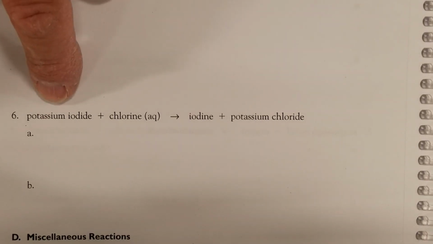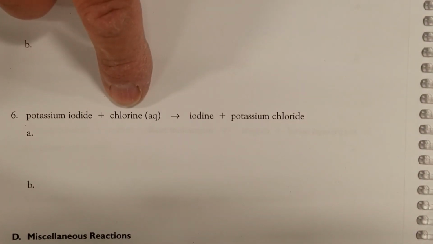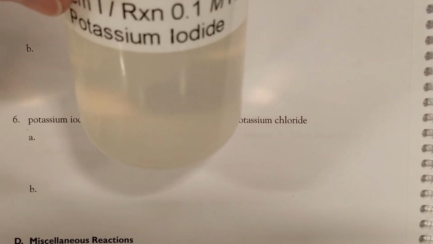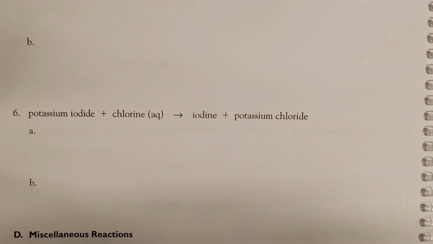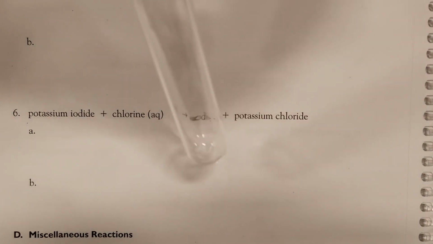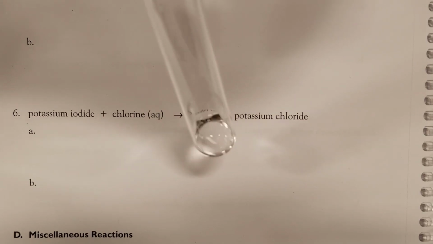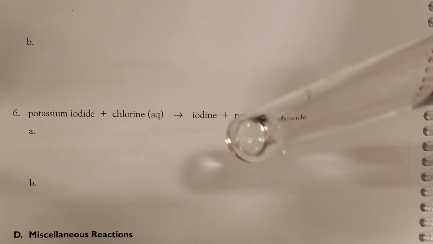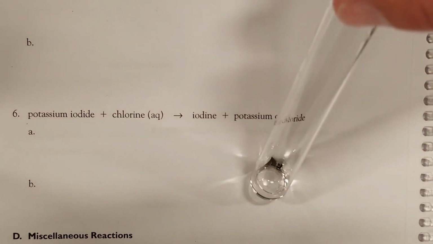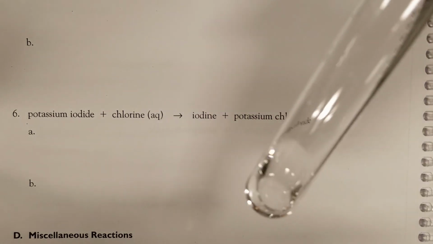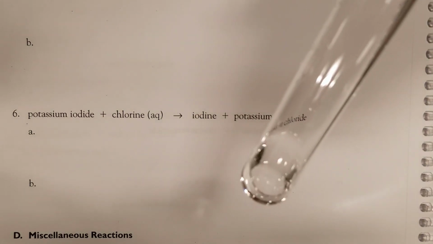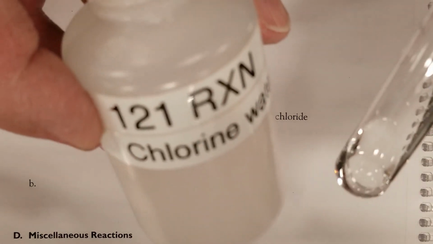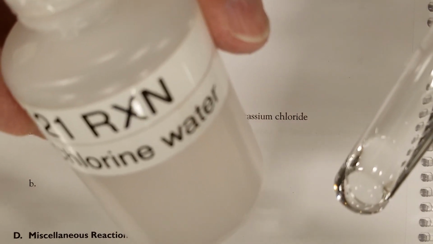Okay, number 6 here. Potassium iodide reacting with chlorine, or Cl2. So, potassium iodide, we'll add some of that to our test tube, and as you'll see, it's a nice clear colorless liquid. So that's our potassium iodide solution. Potassium iodide is actually a white solid, but dissolved in water, it's a clear colorless solution. We're not going to use chlorine, the pure element chlorine. We're going to use chlorine water, so some chlorine dissolved in water.